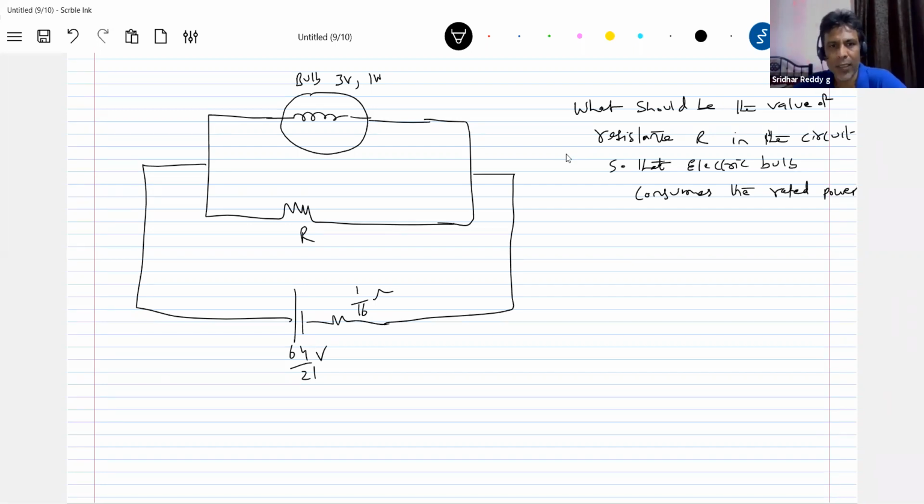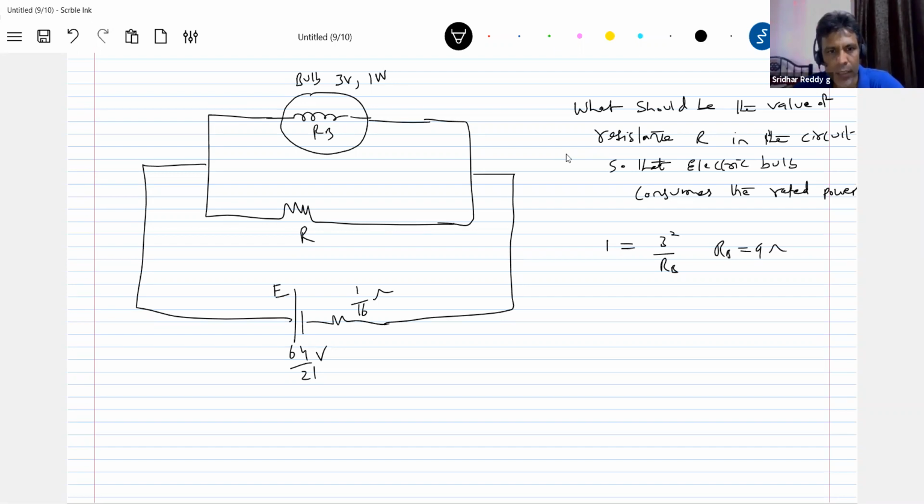Okay, this is a bulb itself. So what is the rated power? 1 watt. What should be the power dissipated across this bulb? Should be 1 watt. For that, what should be the value of R? It's a very generalized question I'm asking here. So shall we calculate the resistance of the bulb? 1 watt should be equal to 3 square by RB, no? So what is RB equal to? 9 ohm.